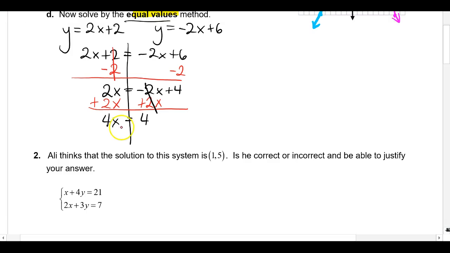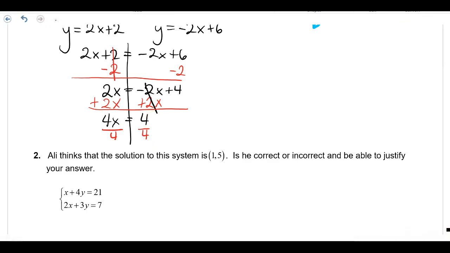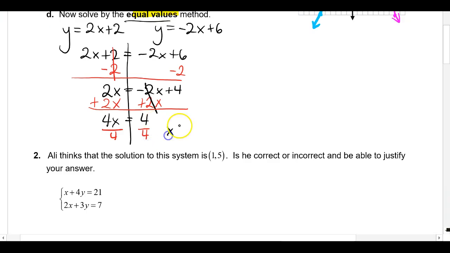So now, again, I want x by itself. So now I divide by whatever the number is, which is 4. And now x equals 4 divided by 4. Well, that goes away. And then 4 over here divided by 4 is 1. But remember, we also need to find the y.